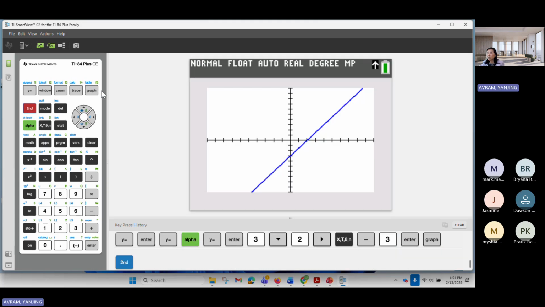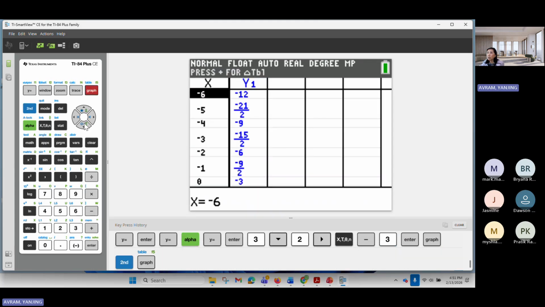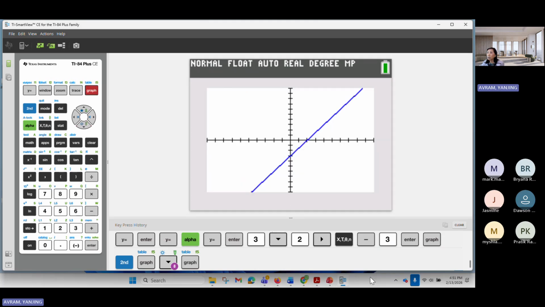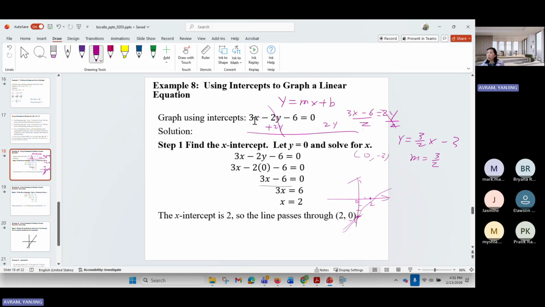Or you can look at the table, okay? Look at the table in here. When x is 0, y is negative 3, okay? And then when y is 0, x is 2, all right? So that is this one right here. If you want to put the whole thing in a calculator, this one you cannot put in as a whole. You cannot put 3x minus 2y minus 6 equals 0 in a calculator, right? You will need to solve for y, okay? And apparently this is the same graph as we just did in here.